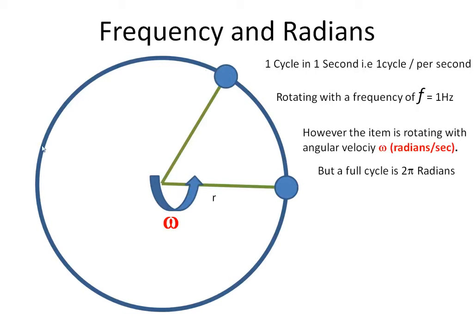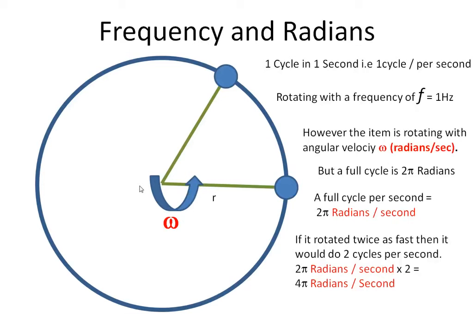But we know that in a full circle there is 2 pi radians. So a full cycle in 1 second means we've done 2 pi radians per second. And we know that omega is equal to radians per second. So I can say that the angular velocity in this case was 2 pi radians per second.